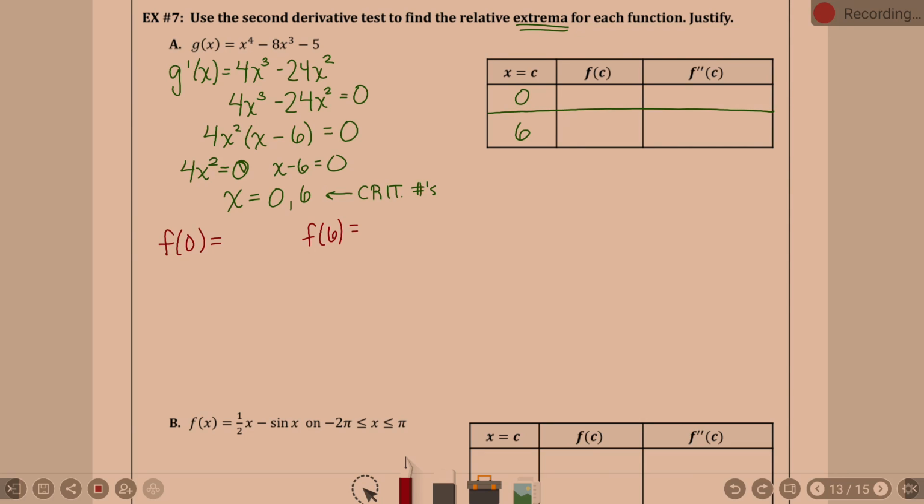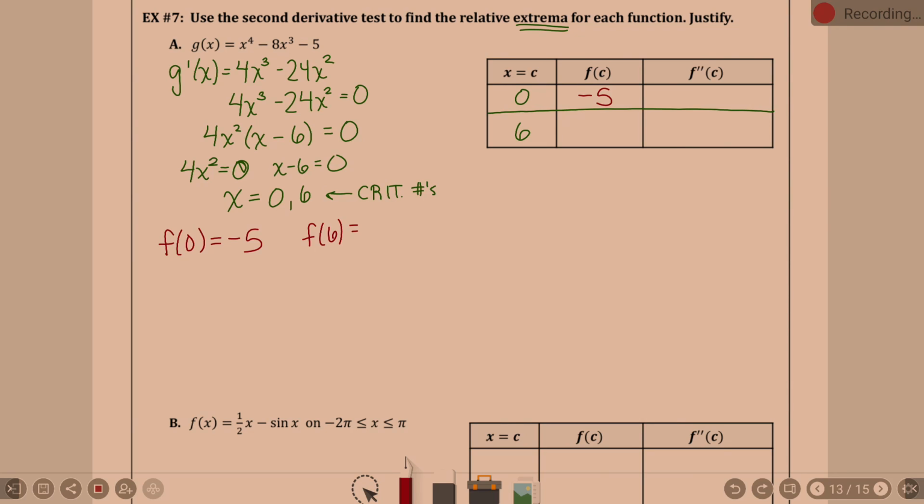0 to the 4th minus 8 times 0 cubed minus 5 is negative 5. Okay, what do we get when we plug 6 in? 36 times 36, 36 times 6, times another 8. Give me just a second. 6 times 6, 36 times 36. Just use the calculator. Yeah, sorry. I'm getting there.